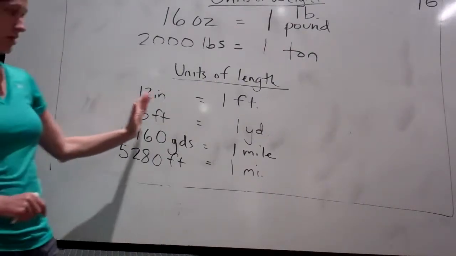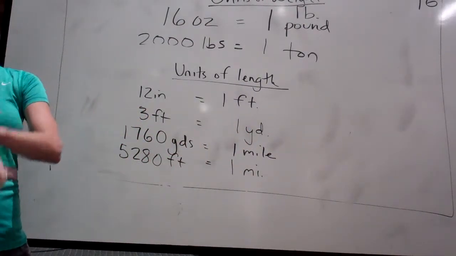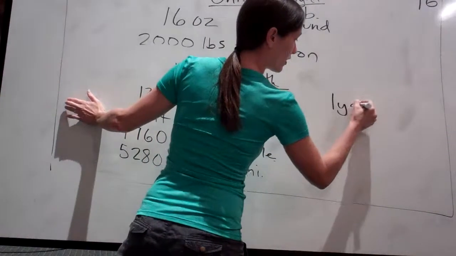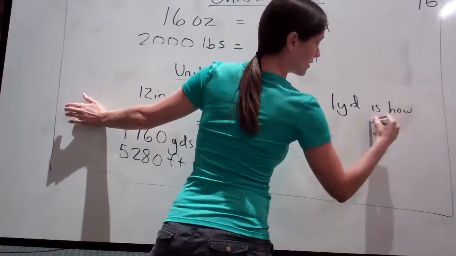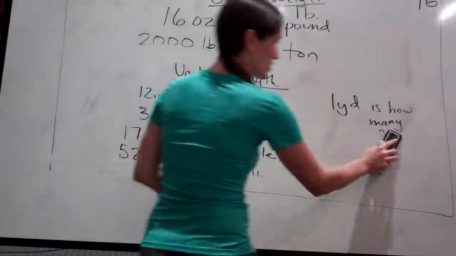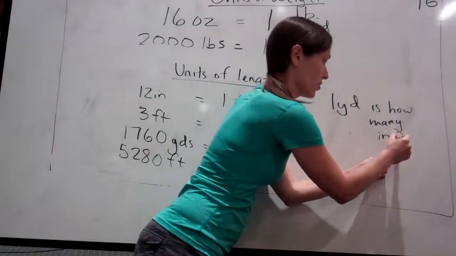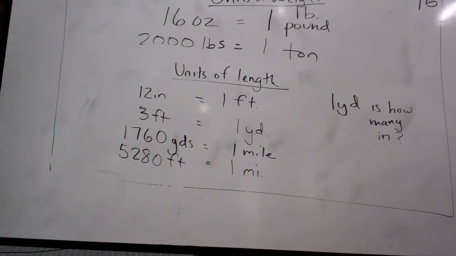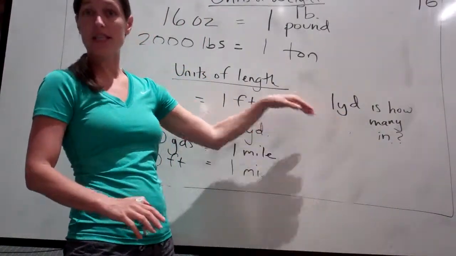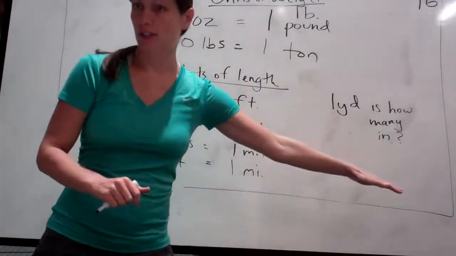Now, 1 yard is about how many inches? They didn't give us a yard-to-inches conversion. The question is, 1 yard is how many inches? 12 inches times 3. Well, first of all, we need to convert yards into feet, and then feet into inches. That's probably what we should do.